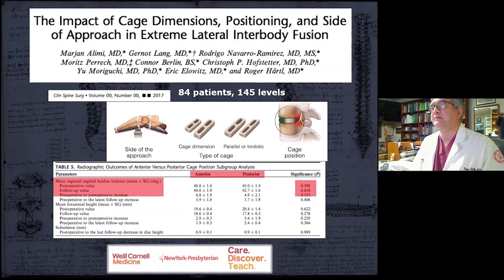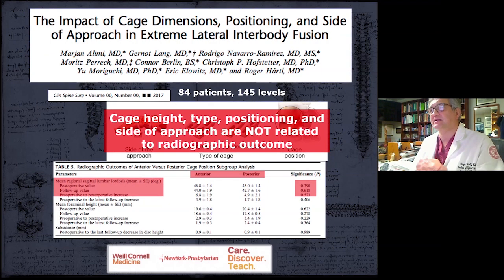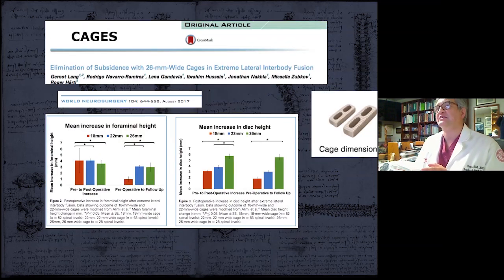And we reviewed the literature here and our own case series, and we found that cage height, the type of the cage, positioning, and the side of the approach were not related to radiographic outcome in indirect decompression in these patients. I'm just showing you a few studies.